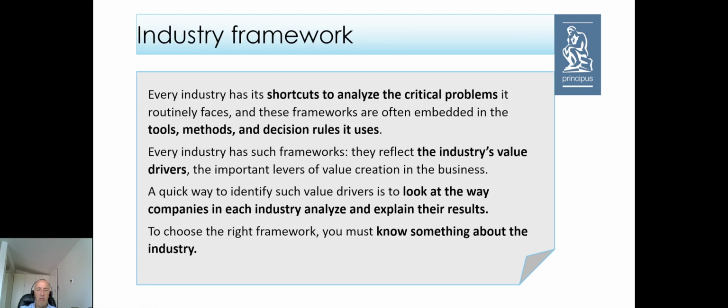Every industry has its shortcuts to analyze the critical problems it routinely faces, and these frameworks are often embedded in the tools, methods, and decision rules it uses. To choose the right framework, you must know something about the industry.